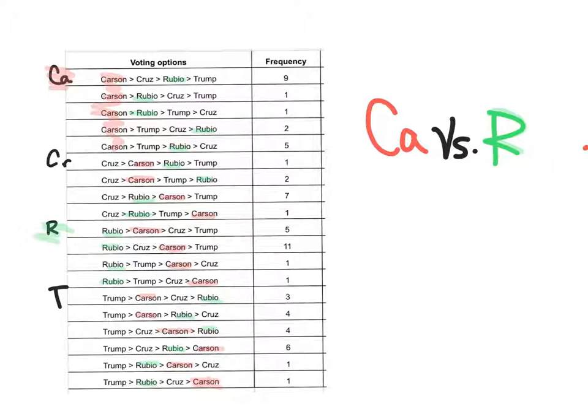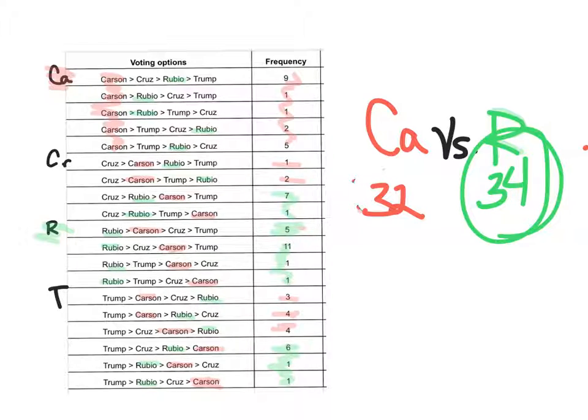And so we do the next thing with Carson and Rubio. Again, Carson's going to win this first grouping. Carson's also going to take those 2, and this one, these 2, and the rest will go to Rubio, and we total. And in this pairing, it looks as though Rubio is our winner.